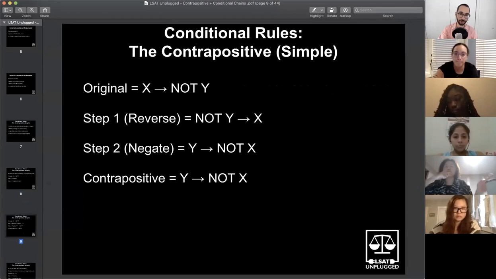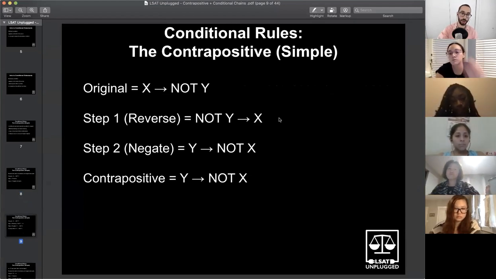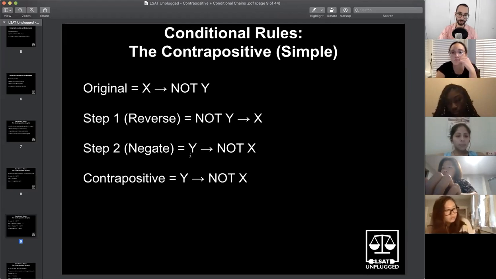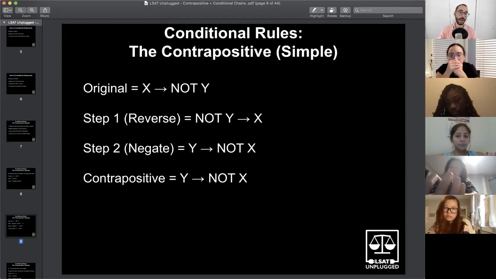The process is you could reverse first if you want. So switching the order of the variables around the arrow. Then you could negate them. So reversing them, not Y was at the end. Now it's at the beginning. X was at the beginning. Now it's at the end. But we're not done yet because we still have to negate. So negating means that something negative, like not Y, now it becomes positive Y. X was positive, now it's negative. So our result, Y arrow, not X.